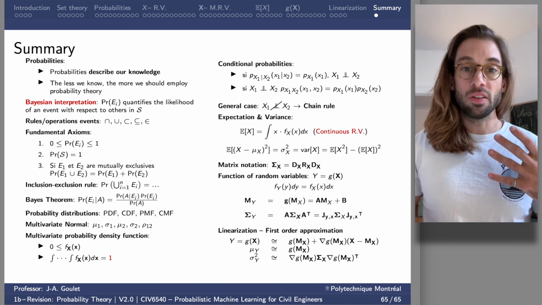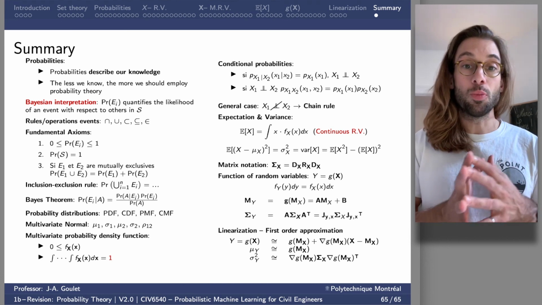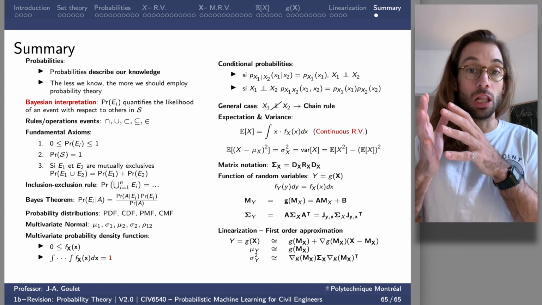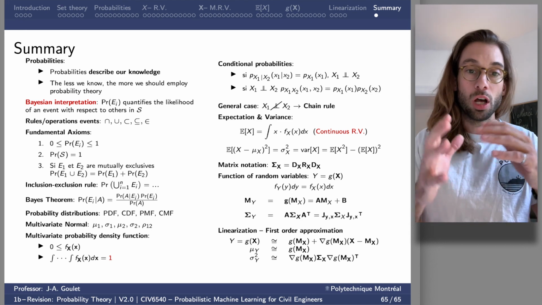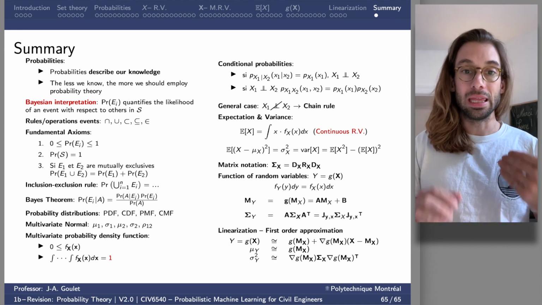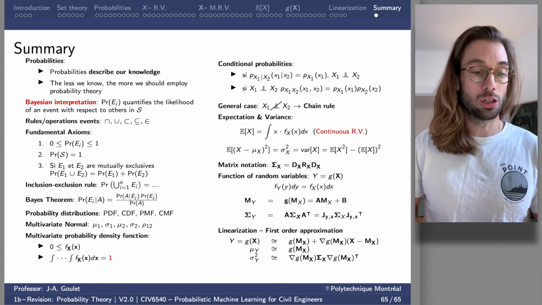Then most of the development we're going to do in the next module is based on that Bayesian interpretation of probability, where the probability of an event quantifies the likelihood of the event with respect to other possibilities. And again, as we collect new information, these probabilities are going to change because our knowledge of that event is going to change.